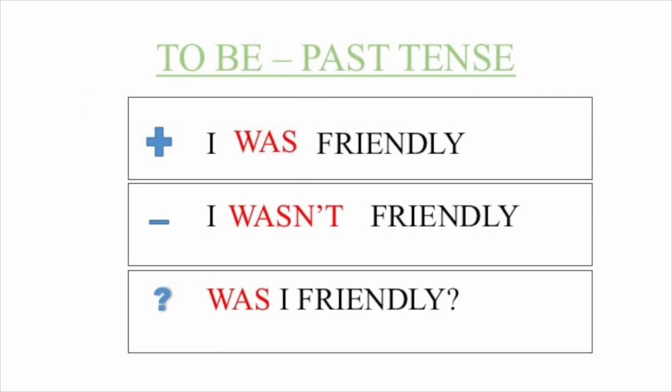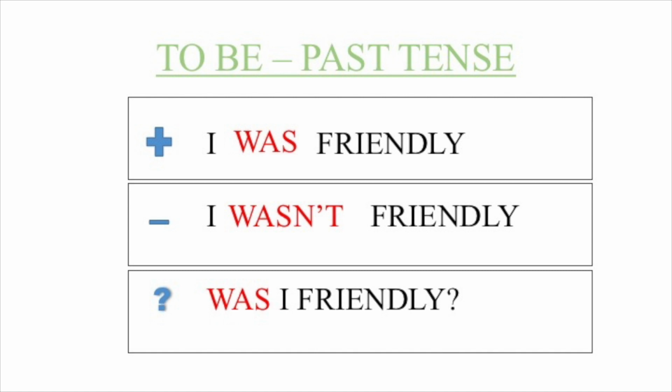So you can see we have two different forms that we've learned already, positive and negative. What words do we need to go here to complete the sentence? Positive. I was friendly. Excellent. And how about the negative form? I wasn't friendly. Excellent, guys. I was friendly. Positive. I wasn't friendly. Negative.